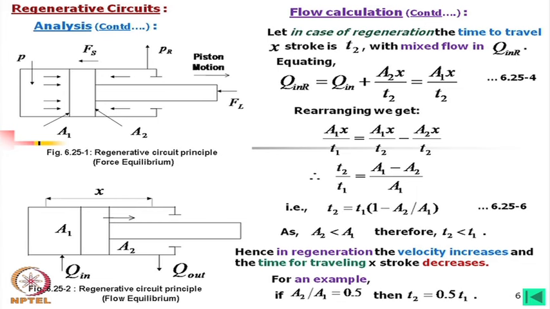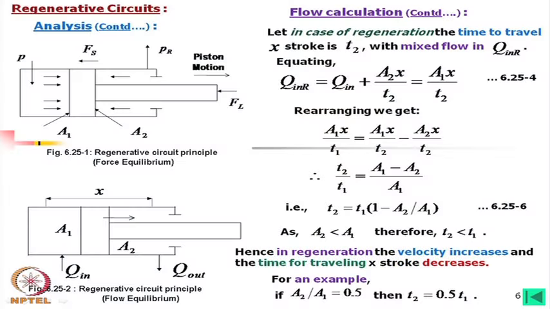For an example, if we take a2 by a1 is equal to 0.5. Now, remember here a2 is the annulus area. This means that the area of the rod is half of the total area of the piston, but that does not mean the diameter is half of that. I have seen that while calculating, many students, many engineers make mistakes, they consider the diameter is half and they arrive at a wrong result. So, just remember this area is half, not the diameter. So, what we get, t2 is half of t1. So, whatever the time taken in a simple circuit, in case of a regenerative circuit, we have half the time to travel.